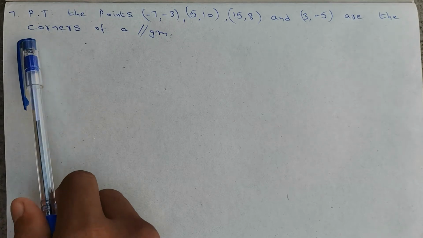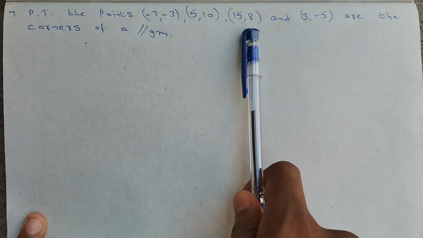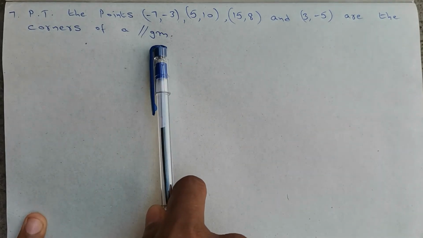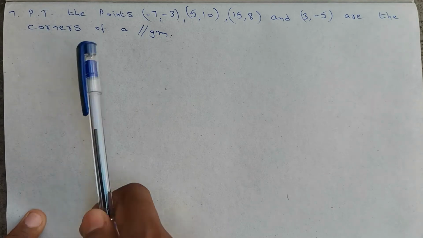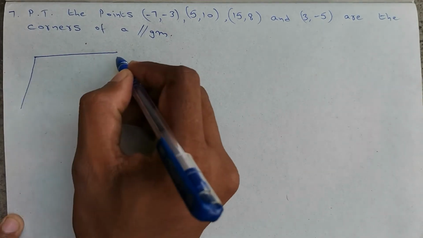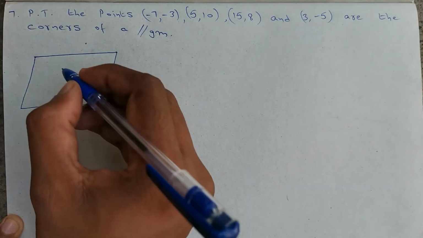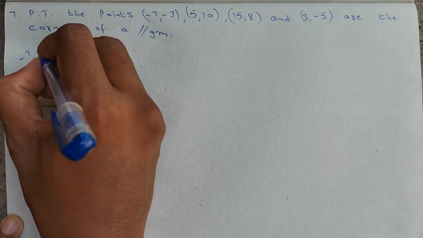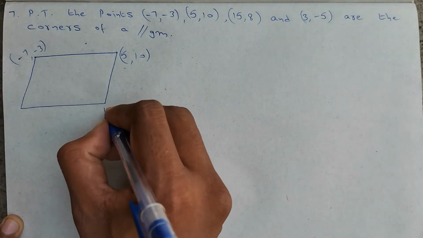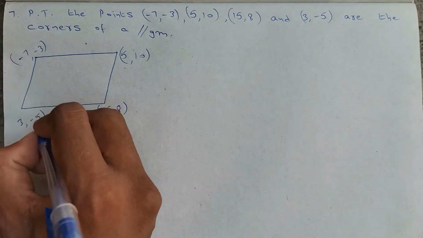Okay, question number 7 is, prove that the points minus 7 comma minus 3, 5 comma 10, 15 comma 8 and 3 comma minus 5 are the corners of a parallelogram. Here corner is nothing but vertex. He is asking to show that those 4 points are vertices of a parallelogram. So we have a parallelogram with the first vertex minus 7 minus 3, second vertex 5 comma 10, third vertex 15 comma 8 and fourth vertex 3 comma minus 5.